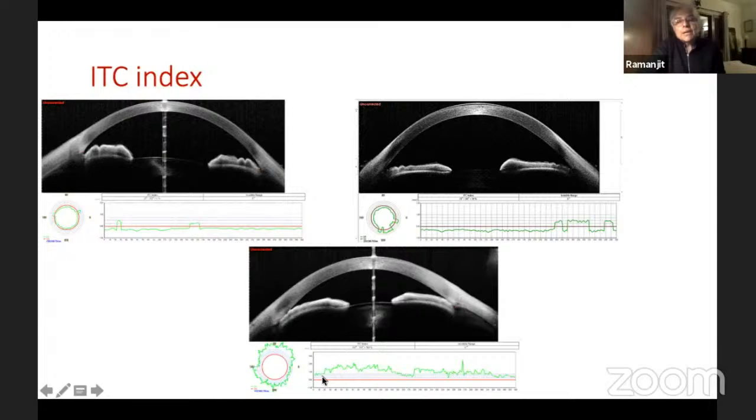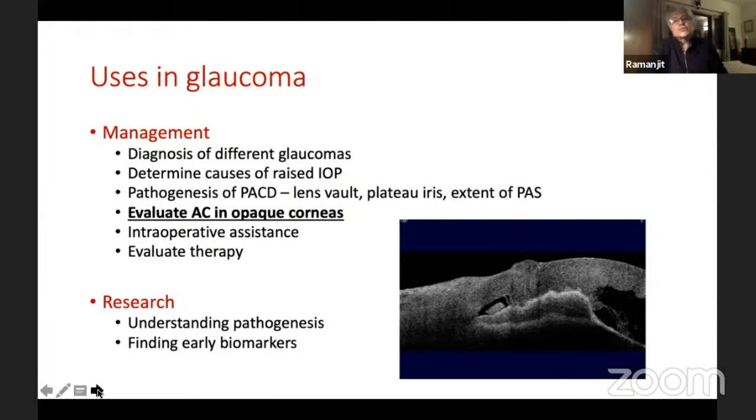This is a patient with primary angle closure glaucoma, and if you look at the iris touching the cornea, you can see the associated sclerosis and fibrosis in the angle, in the cornea and in the trabecular meshwork as well. And if you look at the ITC, you can see almost 360 degrees of the iris is definitely touching the trabecular meshwork and probably into the cornea. So the ITC index has helped us to say what is the extent of the PAS, and the extent of the PAS tells us what is the damage to the trabecular meshwork.